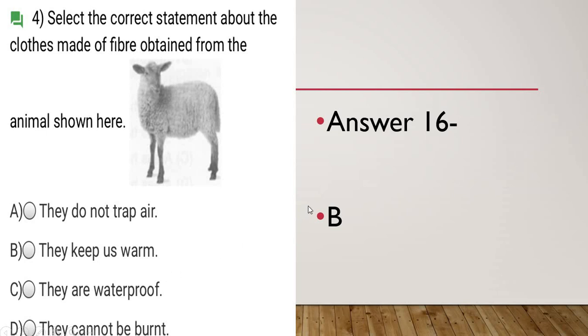So like when I discussed in the previous lecture of extra knowledge, I showed you this animal and I showed you the animated photos that this animal gives us wool, and if we wear woolen clothes, it keeps us warm in the cold weather. So option B is correct. So if you chose this option, you are absolutely right.